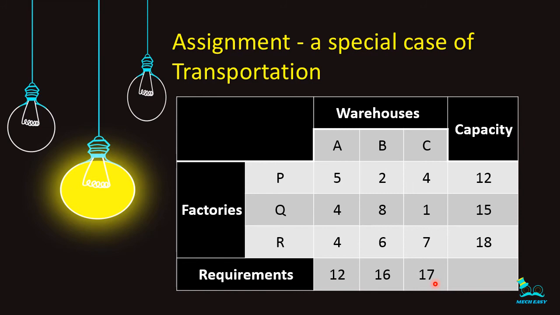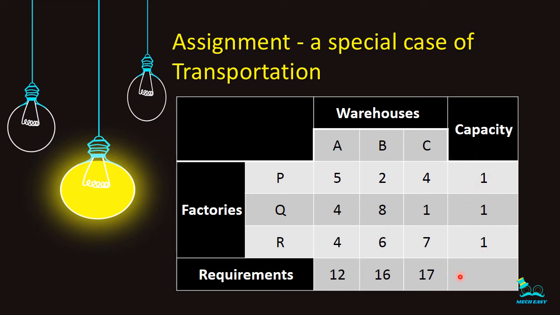Now, if we want to convert this transportation problem into an assignment problem, or if we make some changes in this transportation problem, then for a particular case it will become the problem of assignment theory. And what is that change? If we replace the capacity of factory P by 1, and I replace the capacity of factory Q and factory R also, so it will become 1. So here the capacity of P, Q and R is 1.